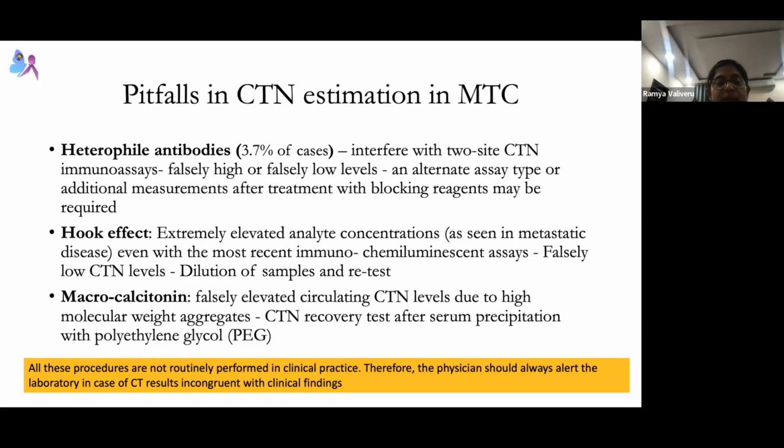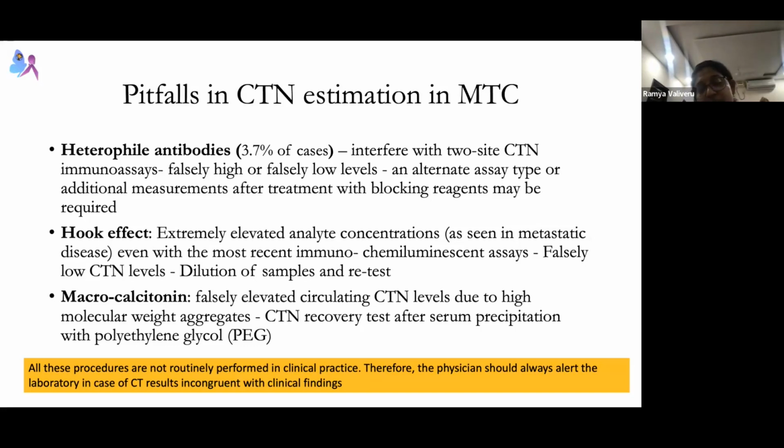The other thing is macrocalcitonin. So every protein is a pre-protein. The pre-protein high molecular aggregates or their excretion products, in calcitonin, of course, the high molecular weight aggregates can actually give falsely elevated values, because we are only trying to assay the actual calcitonin. But if these are also assayed, then the value can be high. So calcitonin recovery test has to be done after precipitation of the serum with polyethylene glycol. These three things you can use for any protein assay. These are the pitfalls in estimation of any of these biochemical tests.